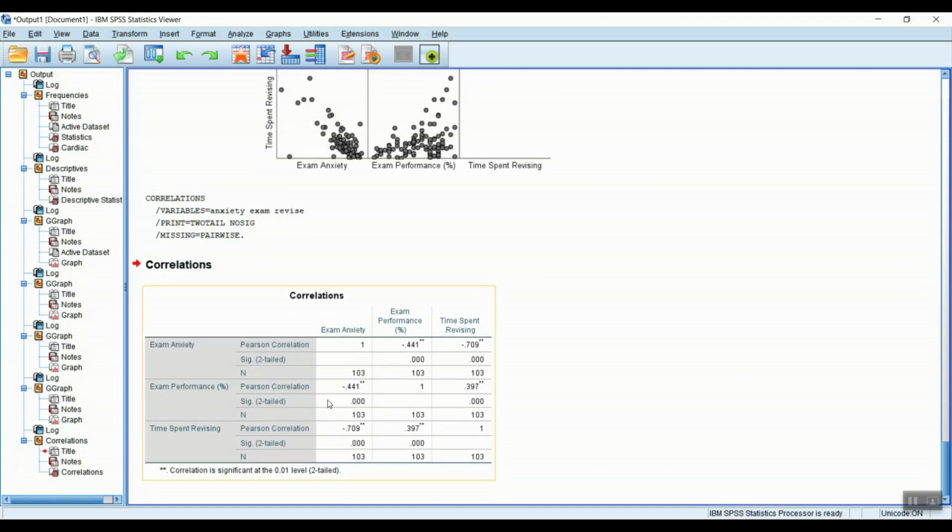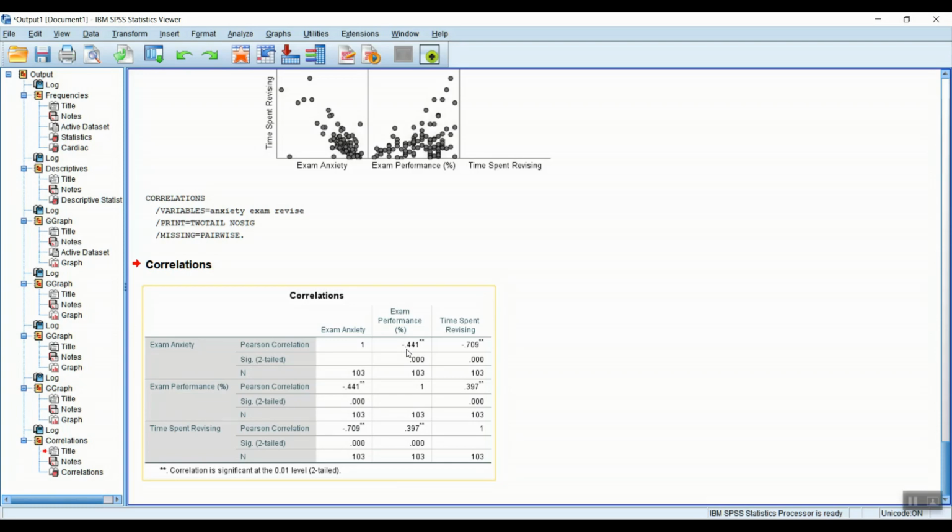So you'll see this table now in the output. And what we're interested in is the relationship between exam anxiety and exam performance. And we can see here that the correlation is negative 0.441. That means the more exam anxiety, the poorer the exam performance. Remember, a correlation of 1 means that there's a perfect correlation, so we could predict with certainty. We can't predict with certainty here.